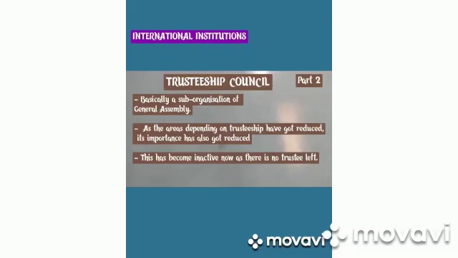The Trusteeship Council basically is a sub-organization of the General Assembly. It played a significant role after the Second World War. But now, as the areas dependent on trusteeship have reduced, its importance has also reduced. It has become inactive now, as there is no trustee left.